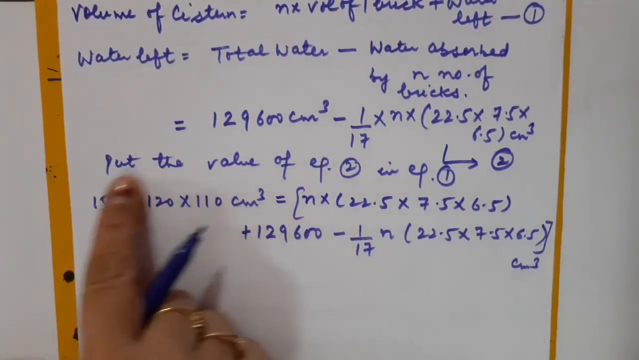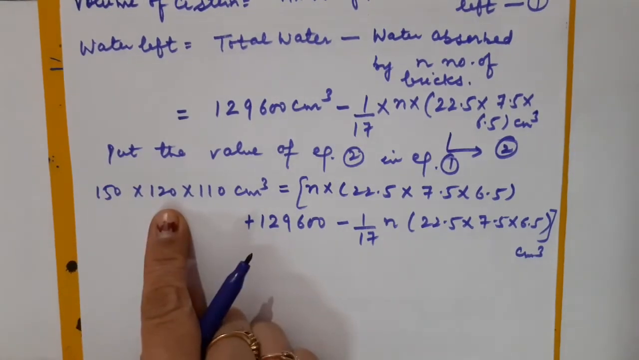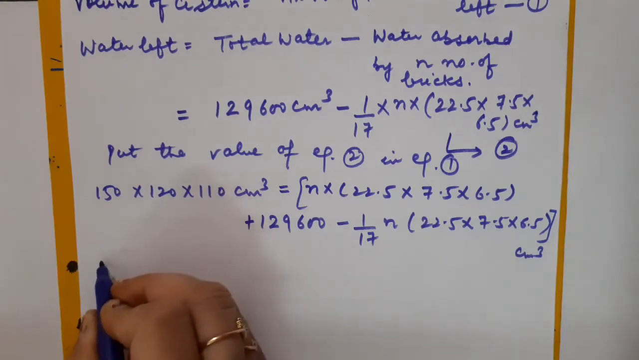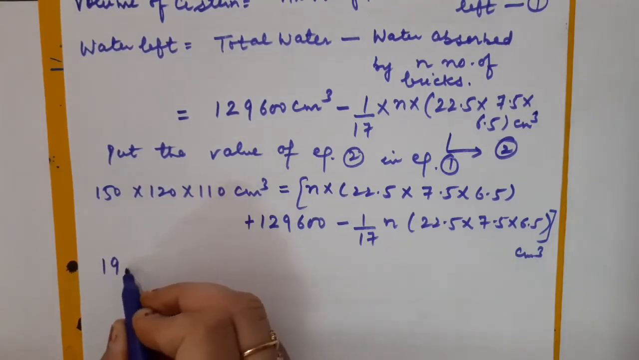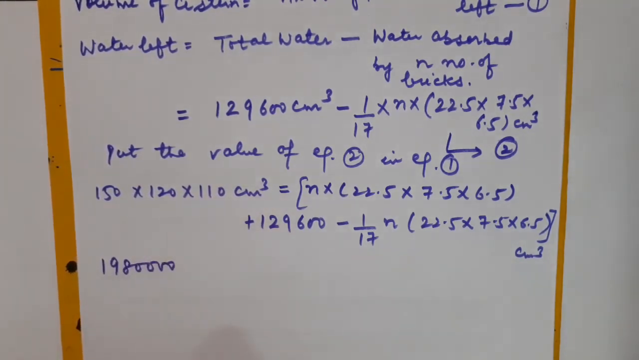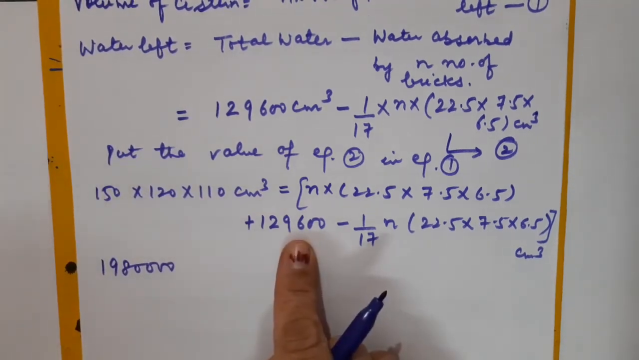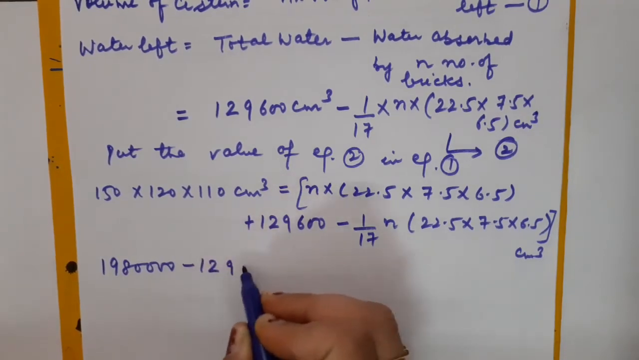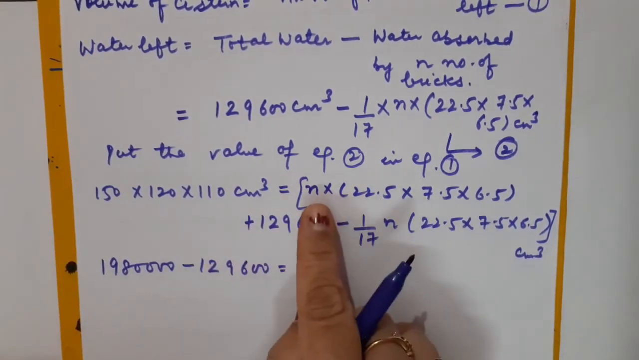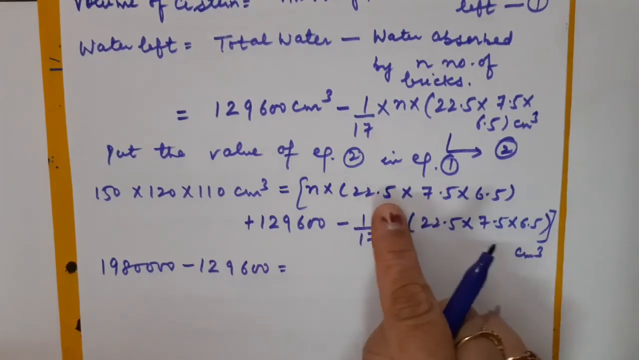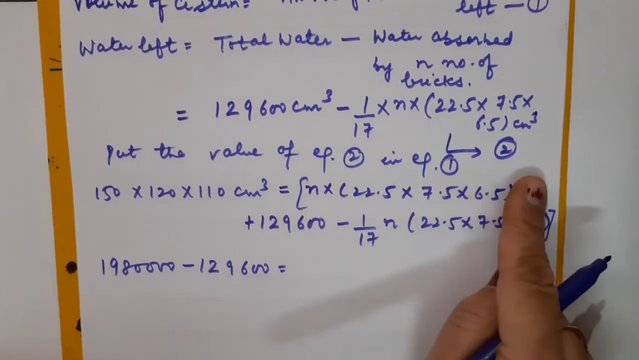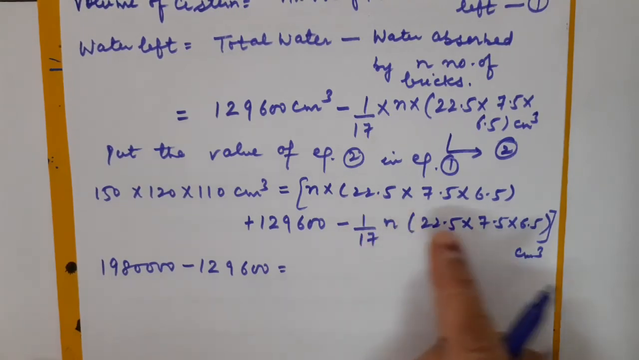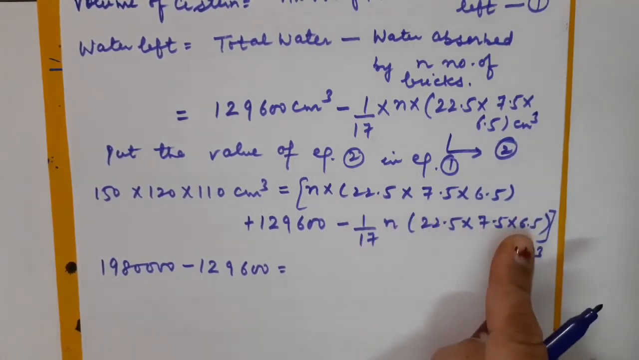Children, when I multiplied all these three numbers, 150 by 120, then the given result by 110, I have got 19,80,000. Correct? So this value, that is 1,29,600, I am going to take on the left hand side. It would be minus. Now we are left with n into 22.5 into 7.5 into 6.5, and here minus 1/17 into n into the volume of one brick. Correct?